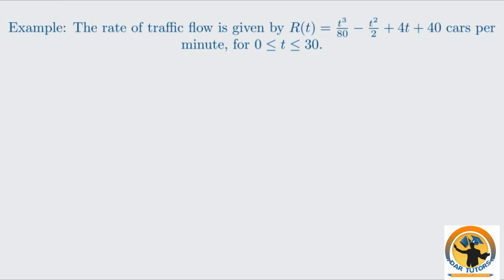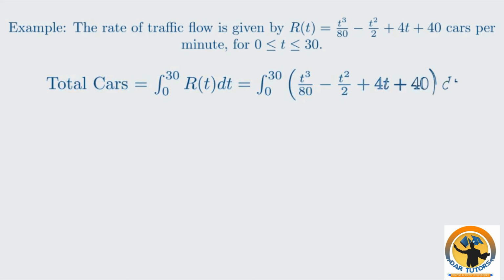Since r of t is the rate of flow, we need to integrate it over the given time interval. The interval is from 8 a.m. to 8:30 a.m. Since t is minutes after 8 a.m., this corresponds to t equals 0 to t equals 30. So the total number of cars is the integral from 0 to 30 of r of t dt.